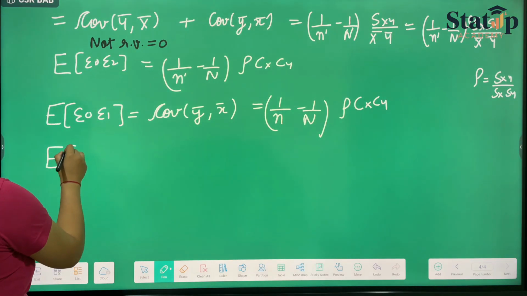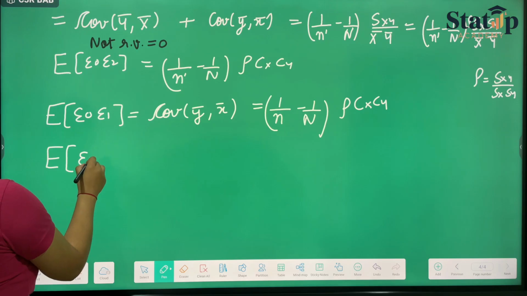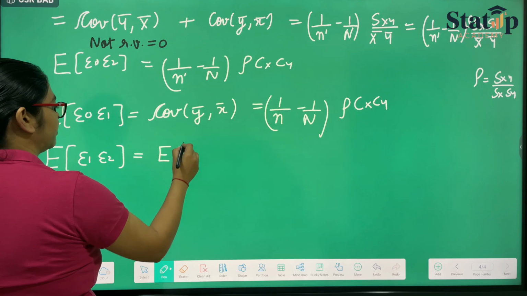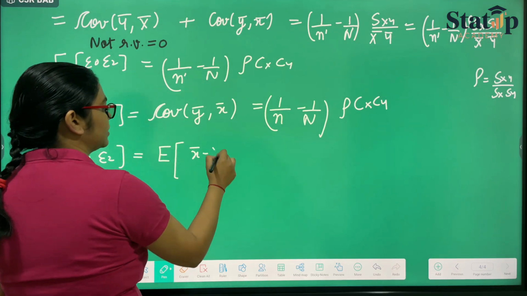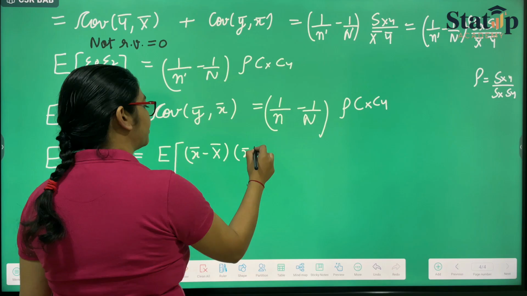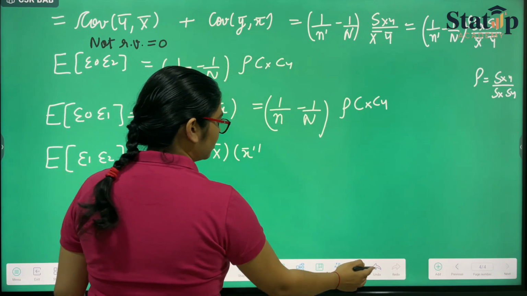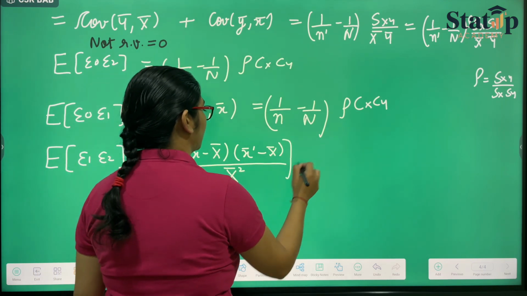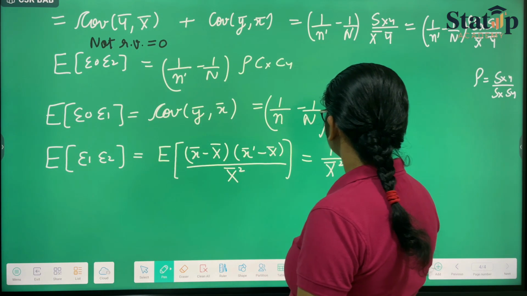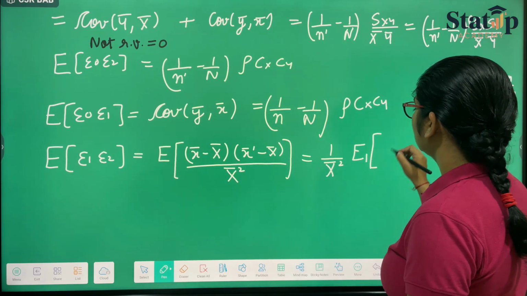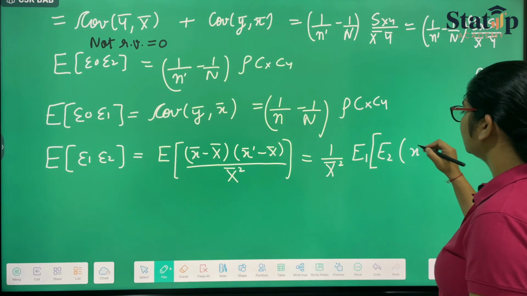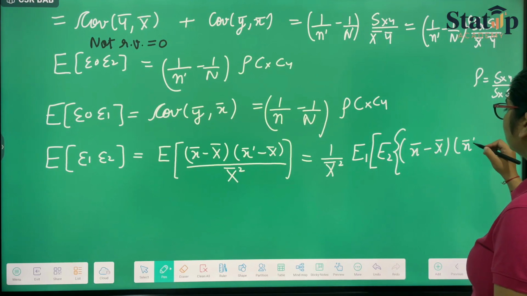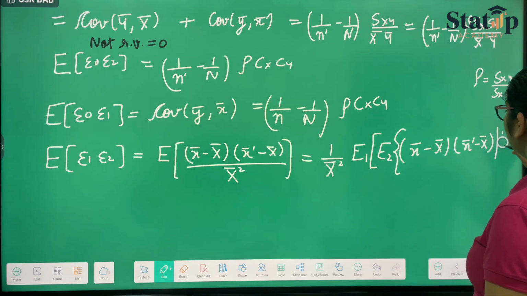Now the last one is the expectation between epsilon 1 and epsilon 2, which is nothing but the expectation of x bar minus capital X bar into x bar prime minus capital X bar upon capital X bar whole square, which comes out to be 1 upon capital X bar whole square, expectation 1 of expectation 2 of x bar minus capital X bar, x bar prime minus capital X bar given n prime.